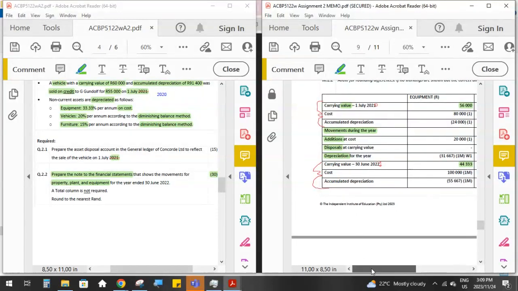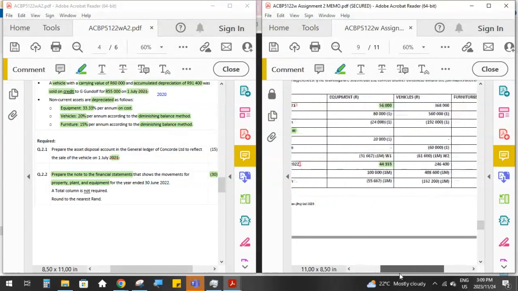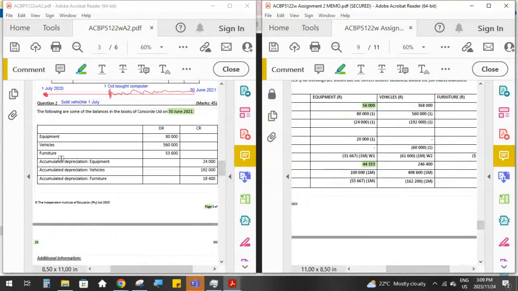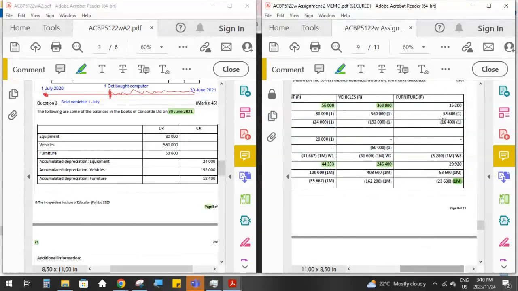Okay. And then, because in this particular set of financial statements I've got equipment, vehicles and furniture, I need a column for equipment, a column for vehicles, and a column for furniture. So that I am going to be showing for all three of those categories what my opening balance was for each of them and what my closing carrying value was at the end of the financial year.